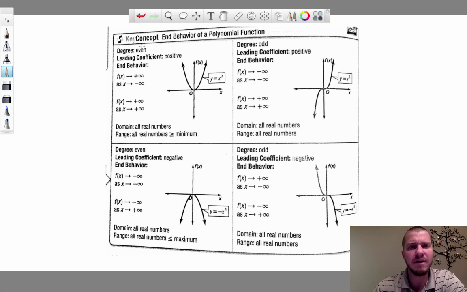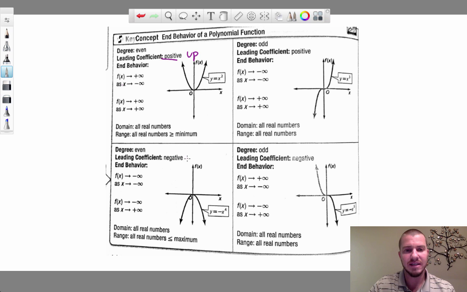So remember, when it's even, they're both going the same direction. That's how you're going to start it. If it's an even degree, they're going the same direction, either both going up or both going down. So if it's a positive, what that means is the two ends are going up. So what that means is as x approaches negative infinity, the graph, the y value, f of x, approaches positive infinity. As x approaches positive infinity, f of x is approaching positive infinity. The y values are both going the same way, and because it's positive, they're both going up. Okay?